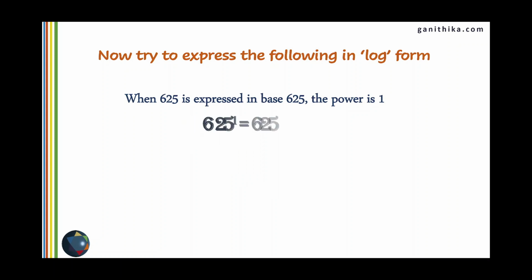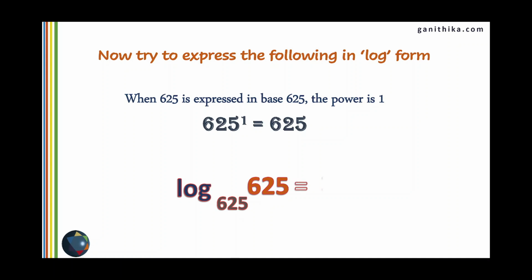Try to express this statement in exponential and logarithmic forms. When 625 is expressed in base 625, the power is 1. In exponential form, 625 to the power of 1 is equal to 625. In logarithmic form, logarithm of 625, when written in base 625, the power is 1. So log of 625 to base 625 is equal to 1.